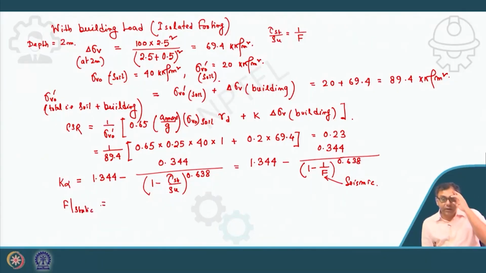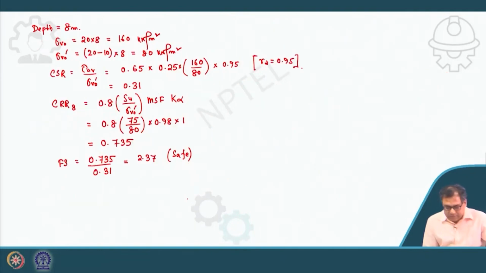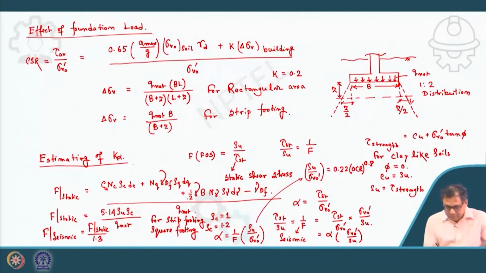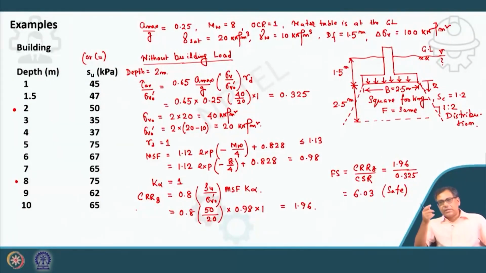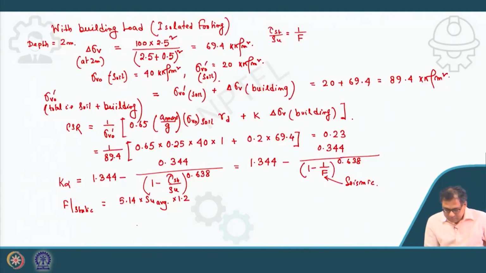So for square footing I have discussed 5.14 into SU average into 1.2, because that is the expression I have given. You can use any expression, either Terzaghi or Meyerhof or Brinch Hansen, but I am using it considering depth factor is 1 and shape factor is 1.2, and that is divided by Q net.